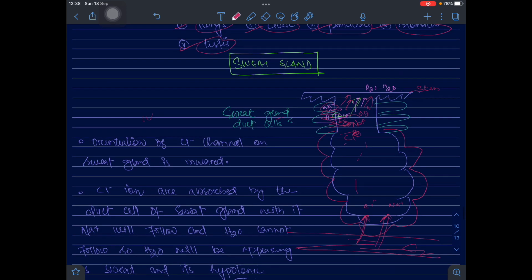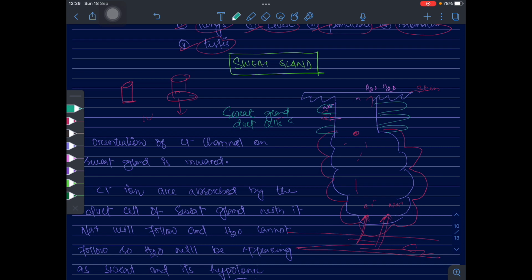Now here we need to understand one thing, and this is very important. Everywhere else, the orientation of this chloride channel is outward, but in the sweat gland the orientation will be inward. Let's see how it is. So for better understanding, let me first make this one like this.